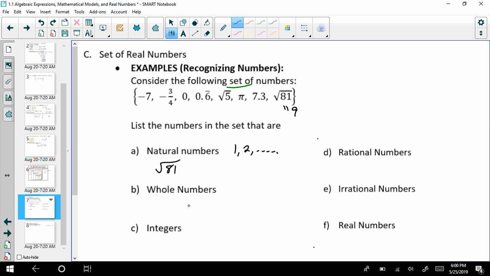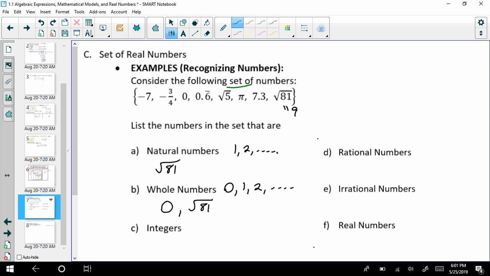Okay, now let's do whole numbers. Whole numbers include 0 on up. Well, we do have 0 in our list, so we'll include that. And square root 81 is a whole number. It's 9.